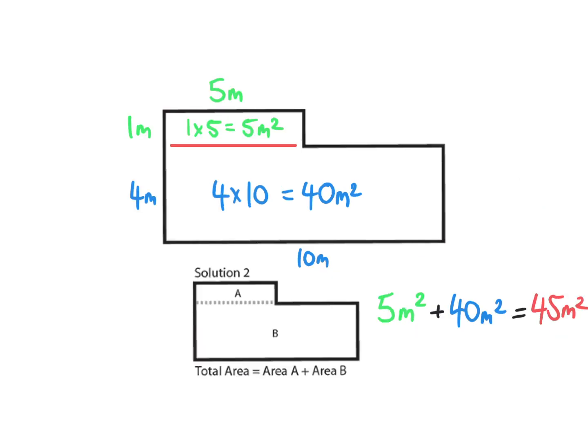Another way we could divide our shape is into areas A and B again. We can see the top area is 1 meter by 5 meters, which equals 5 meters squared because 1 times 5 equals 5 meters squared. And then the bottom area, area B, is 4 meters by 10 meters. So 4 times 10 is 40 meters squared. If we add those two products together, we can see that 5 plus 40 equals 45 meters squared.